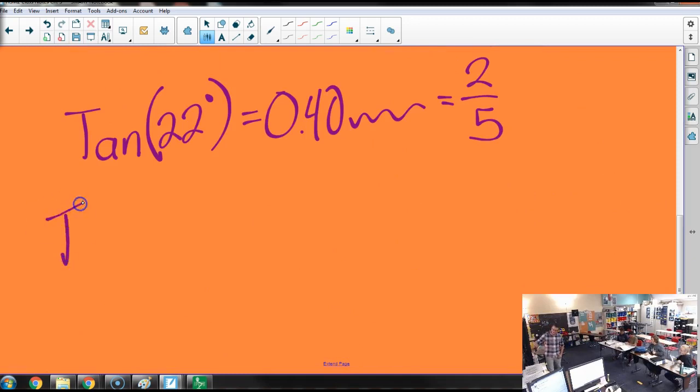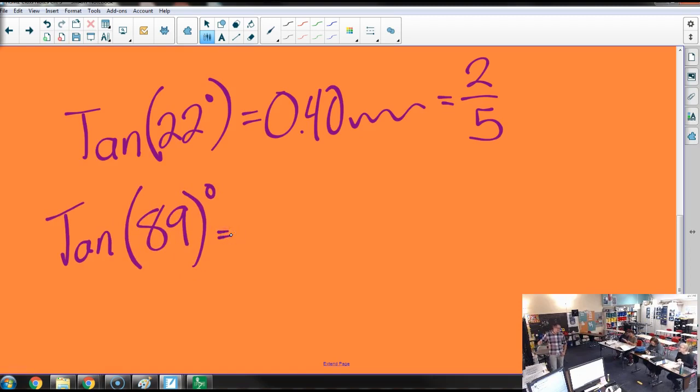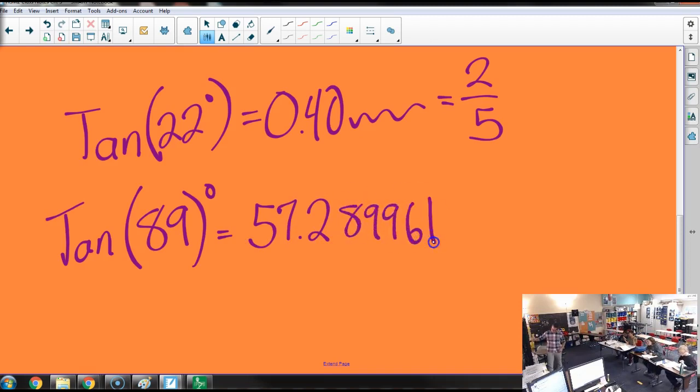So if you type in tangent of 89, or we could just look at the back of the paper, it equals 57 point two, 8, 9, 9. So this is all over 1, right, because it just spits out a number. So approximately, our tangent ratio for 89 is 57 over 1.